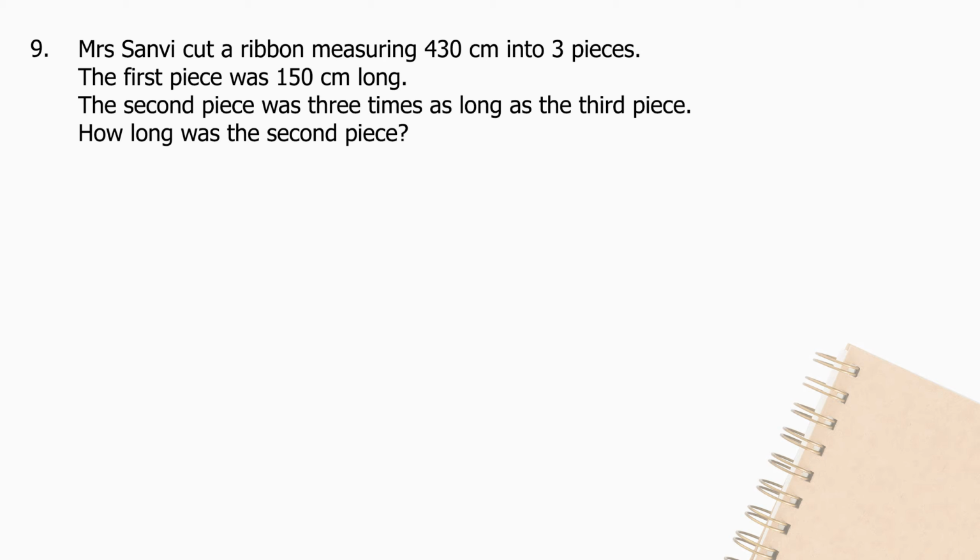Question 9. Mrs. Sanvi cut a ribbon measuring 430 cm into 3 pieces. The first piece was 150 cm long. The second piece was 3 times as long as the third piece. How long was the second piece?